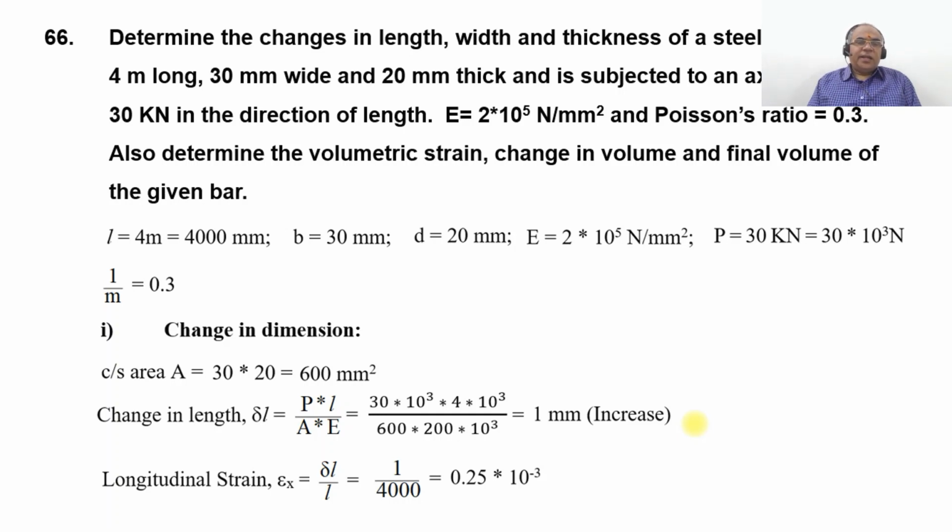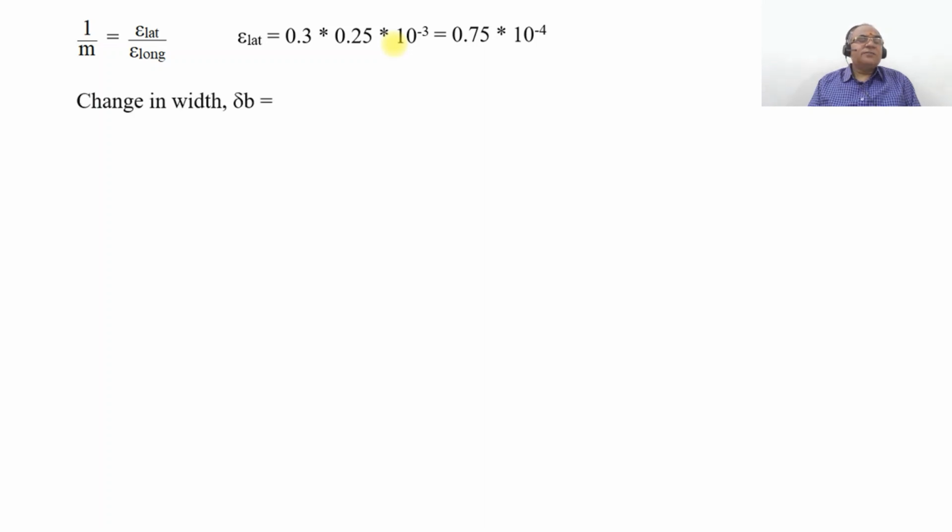Once you get the longitudinal strain, we can get the lateral strain. How? We know that the Poisson's ratio is 1 by m, which is epsilon lateral by epsilon longitudinal. So we want the epsilon lateral, so 1 by m into epsilon longitudinal. So what is 1 by m? That is the Poisson's ratio, which is 0.3, multiplied by epsilon longitudinal, the longitudinal strain, which is 0.25 into 10 to the power of minus 3. On simplification, you will get it as 0.75 into 10 to the power of minus 4. Since it is a lateral strain, naturally it is unitless or dimensionless.